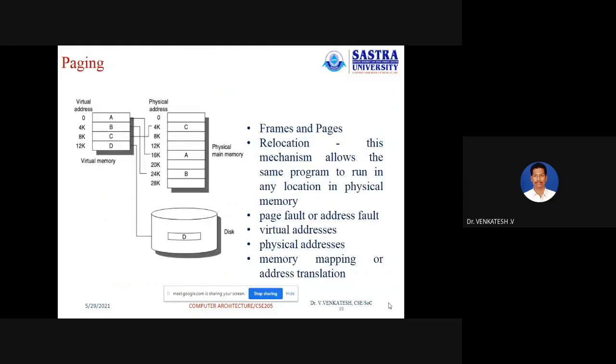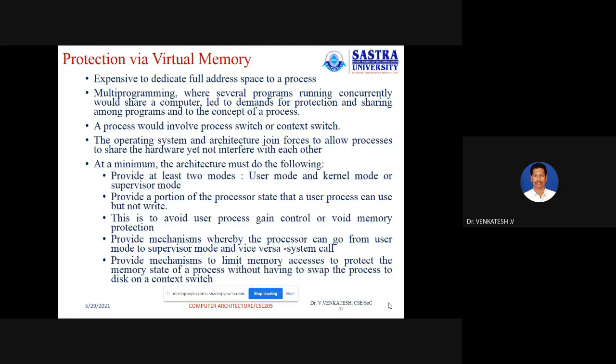I think I have clearly explained why we need protection and how protection can be done. These are the basic questions. How protection can be done is basically with the help of paging and segmentation. And why do we have to go for this kind of protection?